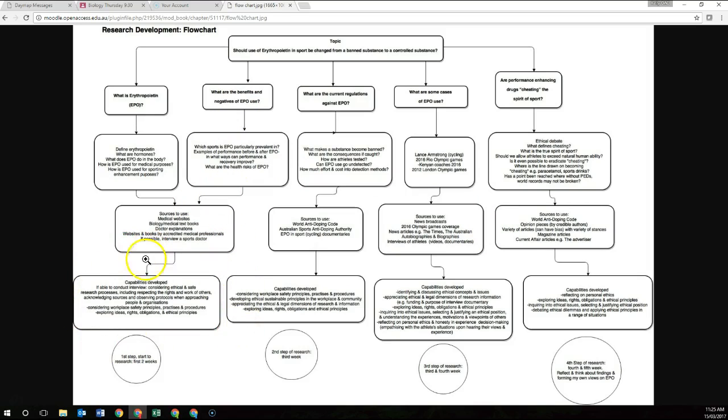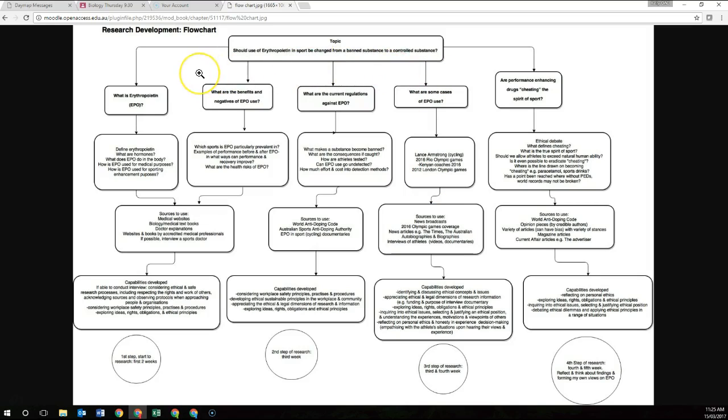Again, they've also talked about the capability development. So how they think they're going to develop their capability in relation to researching this part of their project. They've also put a timeline in here as well. You don't have to do that, but it might be a good way to show progression and planning of your research as well as goals.